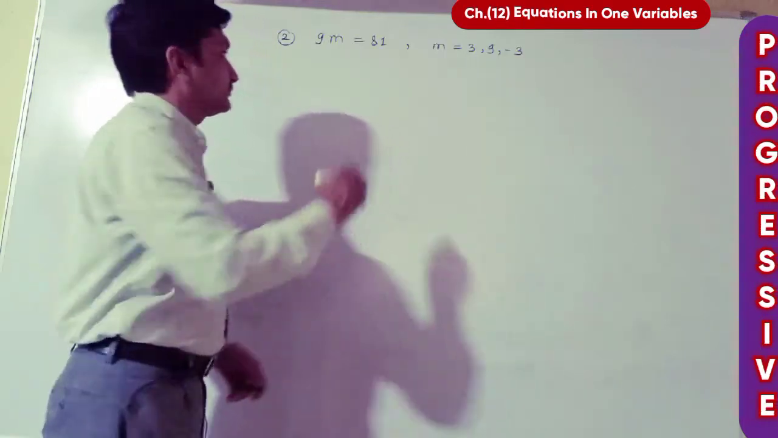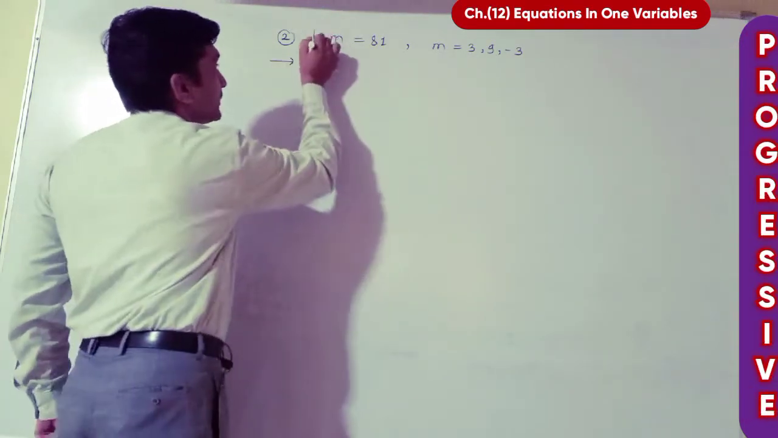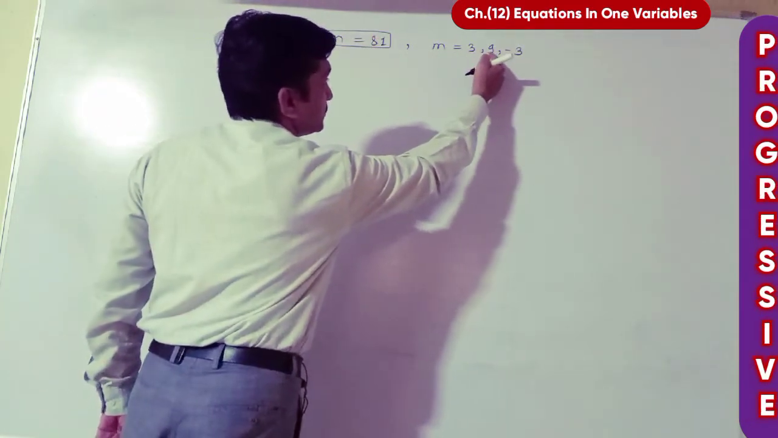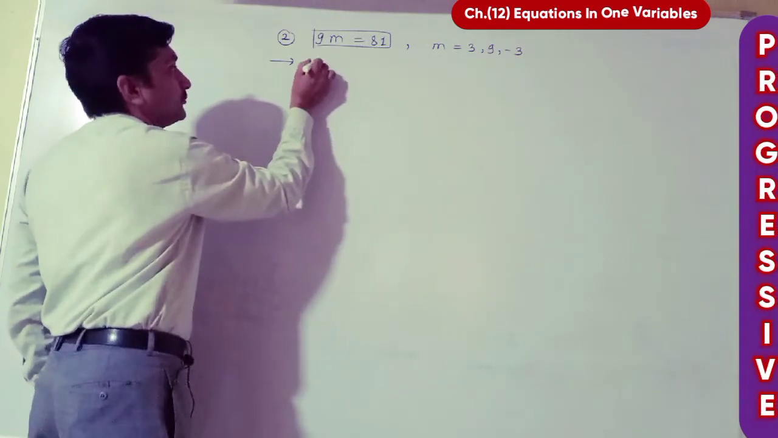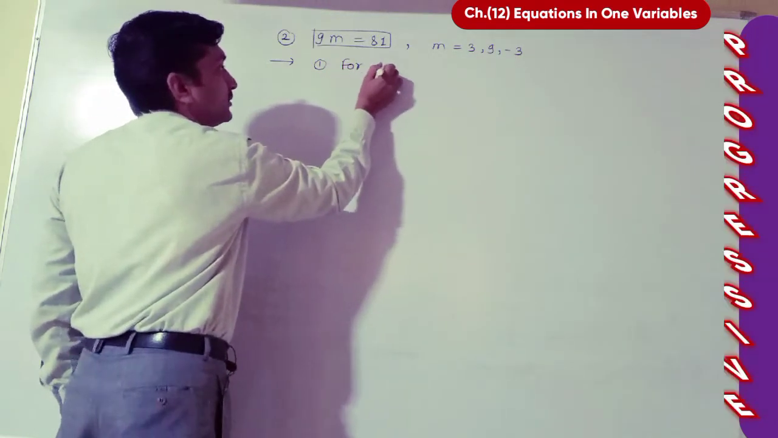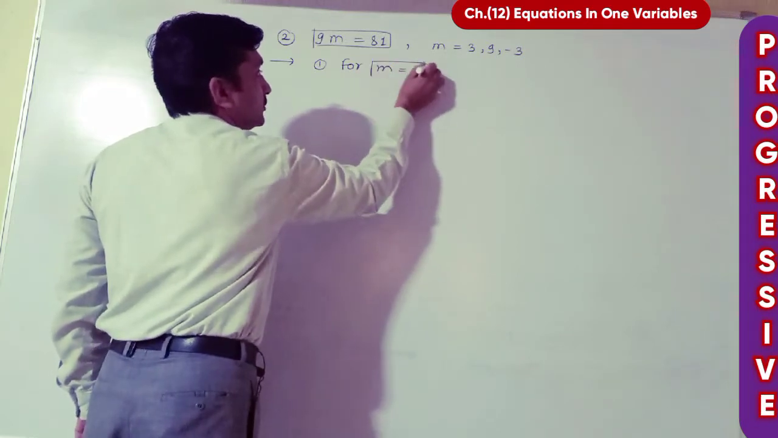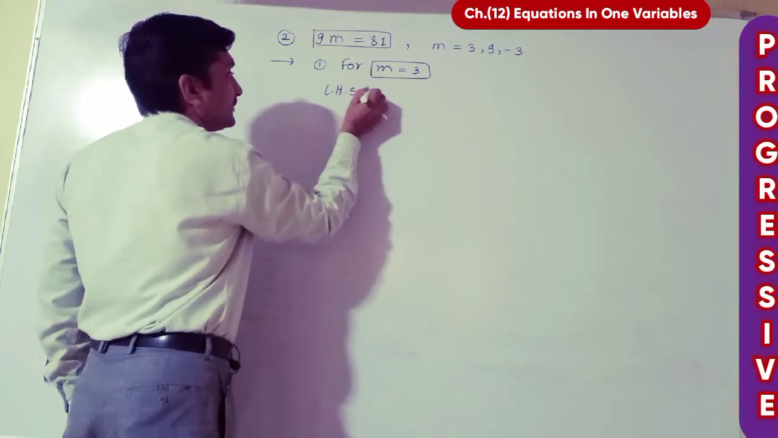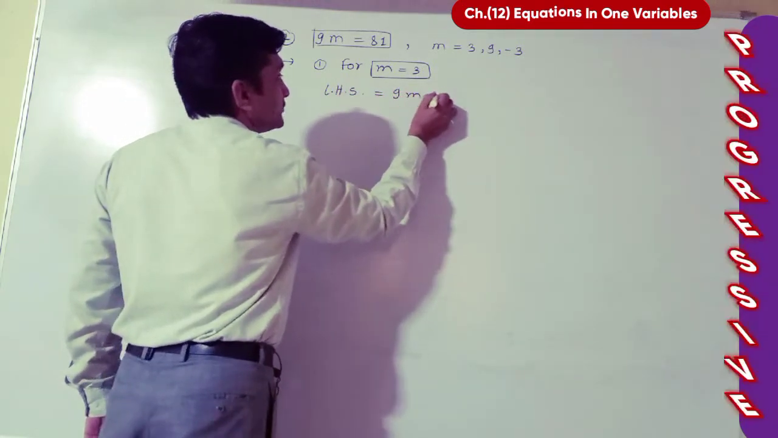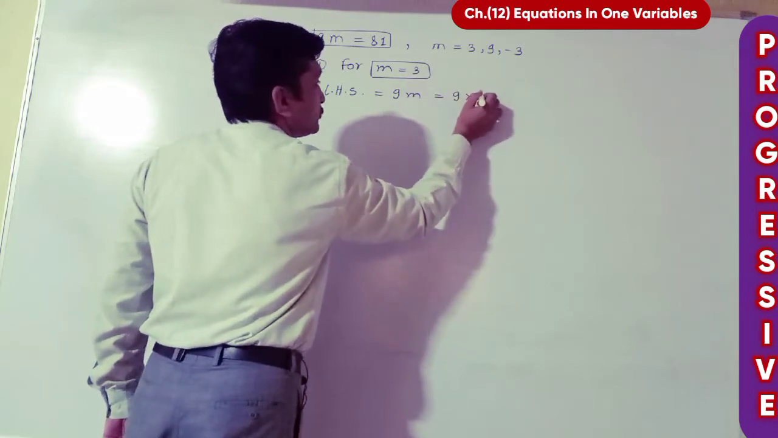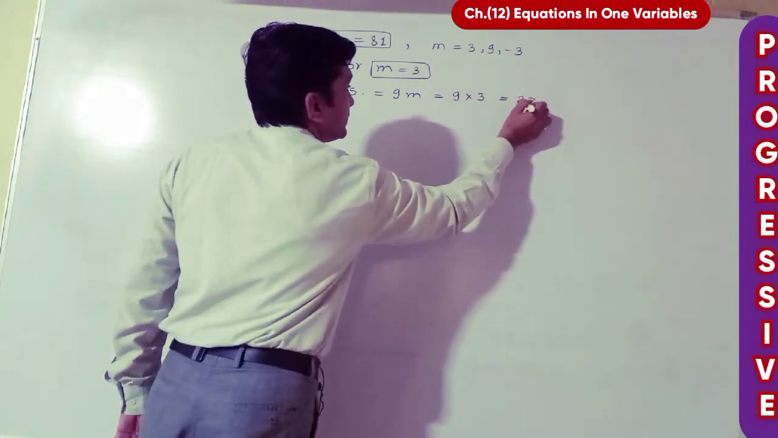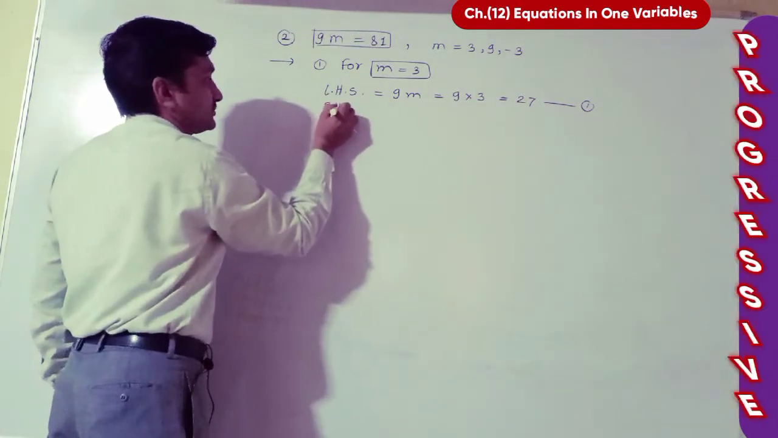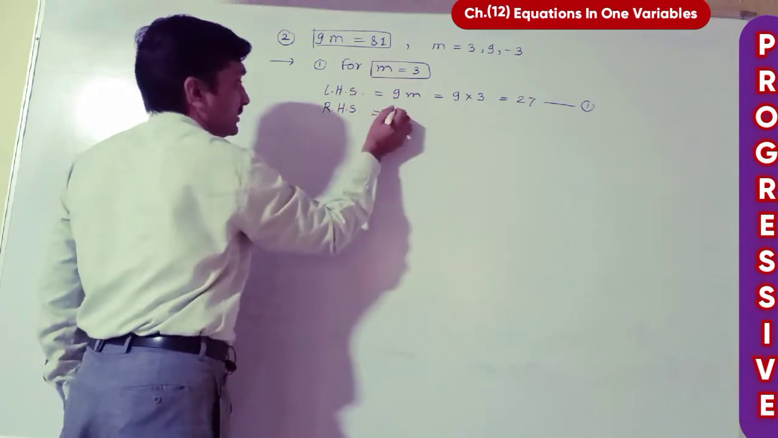Now the second example. The equation given is 9m is equal to 81, and 3 values of m are 3, 9, minus 3. First, let's decide for m is equal to 3. Left hand side is 9m, which is 9 multiplied by the value of m, 3. 9 3s are 27. Here for LHS we got 27. The right hand side of this equation is 81.